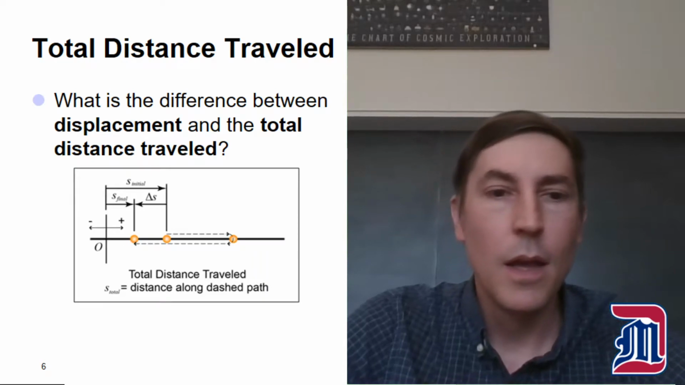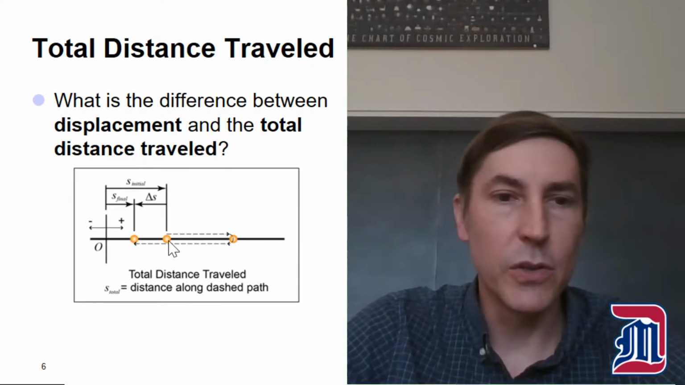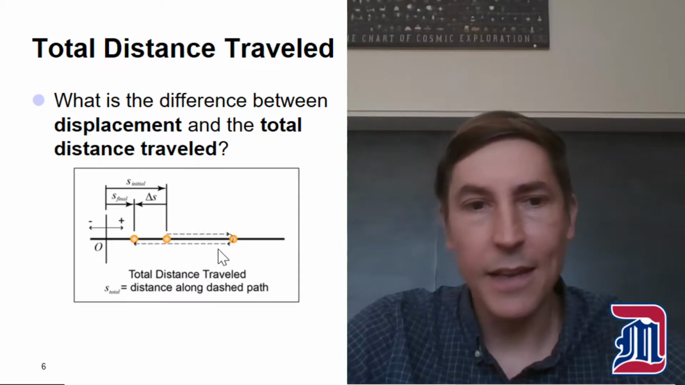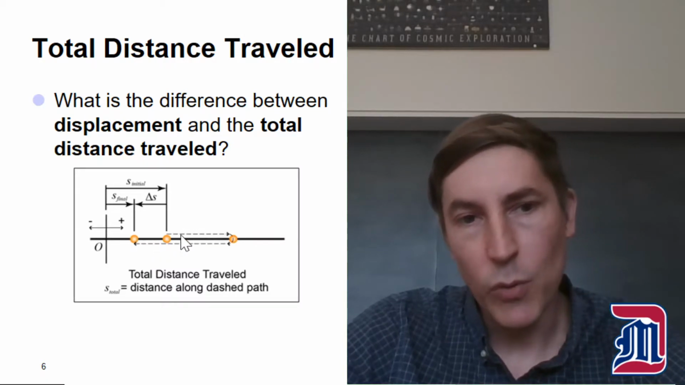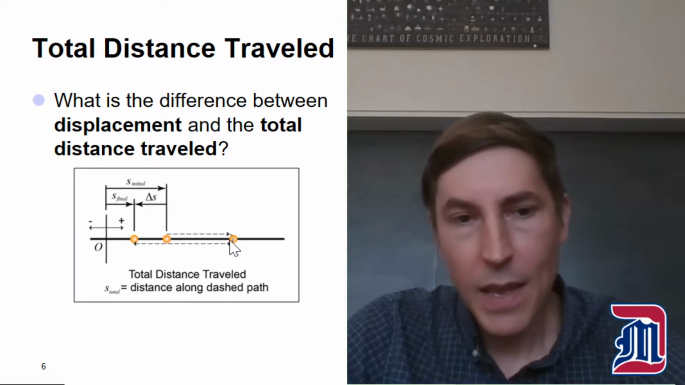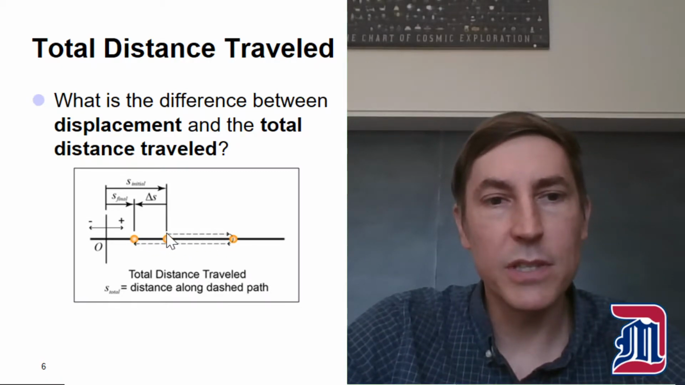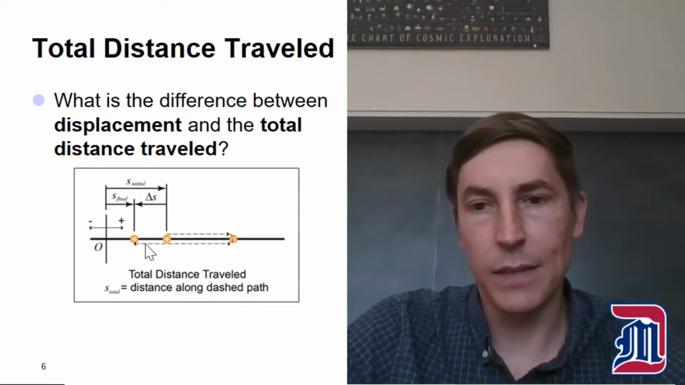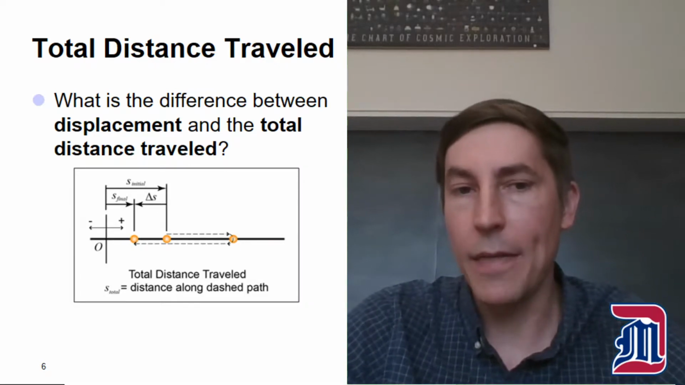The distance traveled, however, does depend on how I moved. So in this case, let's say I started at 4, I went up to 10, and then I went back to 2. In that case, I moved forward 6 units, and then I moved backwards 8 units. And so my total distance traveled was 6 plus 8, which is 14. In that case, it did matter the path that I took.